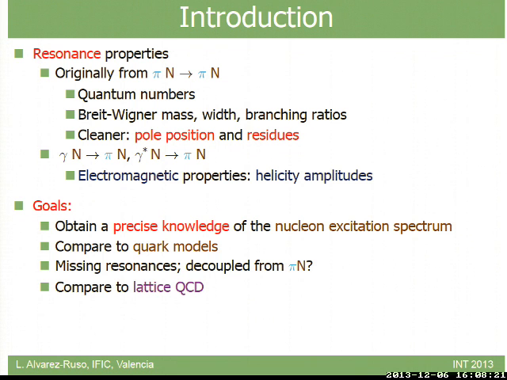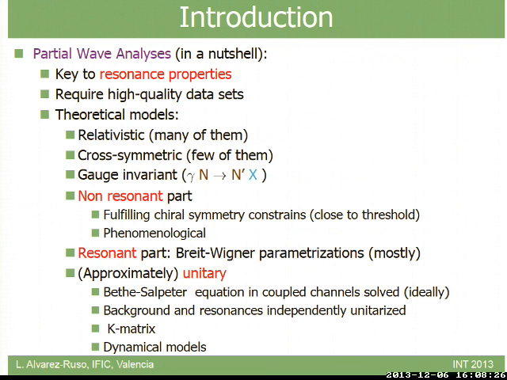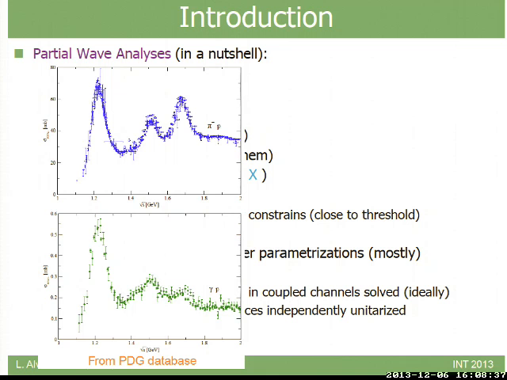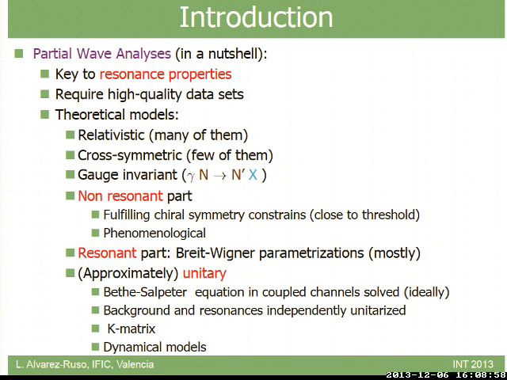Now, in order to extract resonance properties, one needs a partial wave analysis. And it is easy to see that you cannot identify and study resonances just by looking at bumps in the cross section. This might work for the delta, but once you go higher in energy, the resonances start to overlap. So you have to look at the data in more detail. You need very precise, high quality data sets and theoretical models. Even if the quantities that people try to extract in this partial wave analysis are, or at least the goal is that they are, as model independent as possible, you still need some theoretical models with some approximations and assumptions.